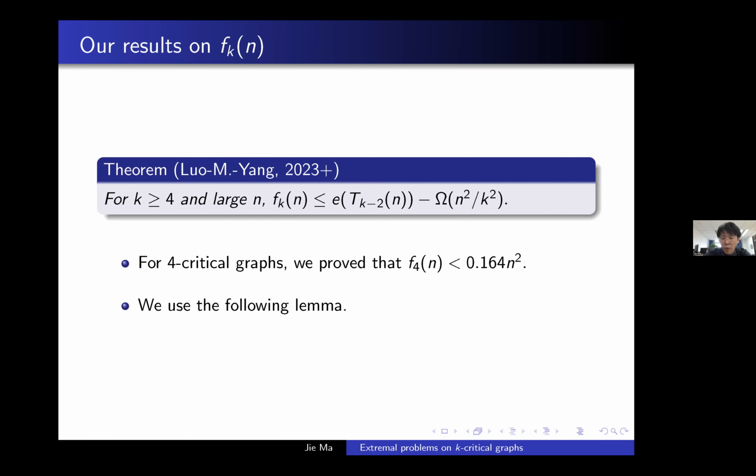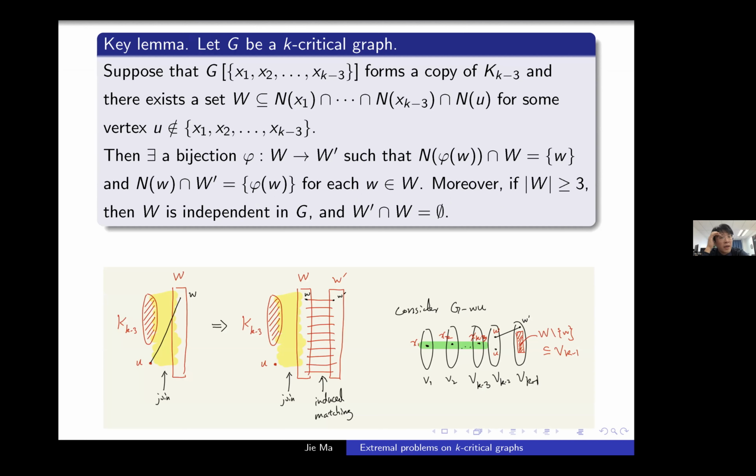Okay, and then when k is 4, we also refine our proof and we can get a bound that is no more than 0.164 n squared. So I want to emphasize our key lemma. For me, this tells us something about a general k-critical graph.